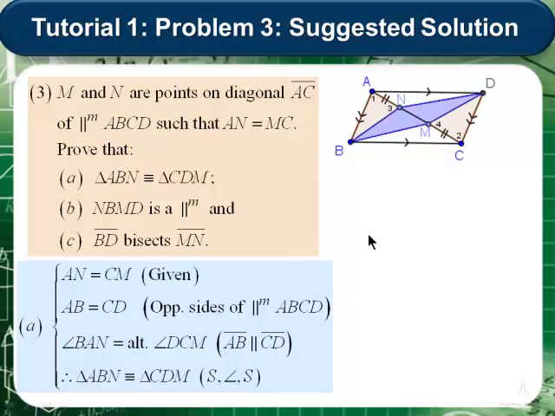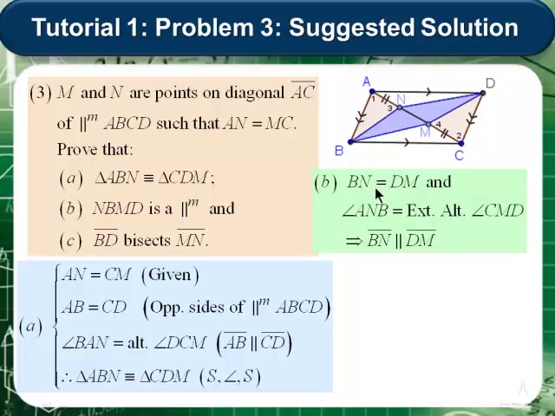Next, we need to show that the blue shaded quadrilateral is a parallelogram. Now, what do we know? We already know from the congruency of these two triangles that BN is the same as DM. So we know that two opposite sides are equal. So all we need to do is to prove that they are actually parallel as well.